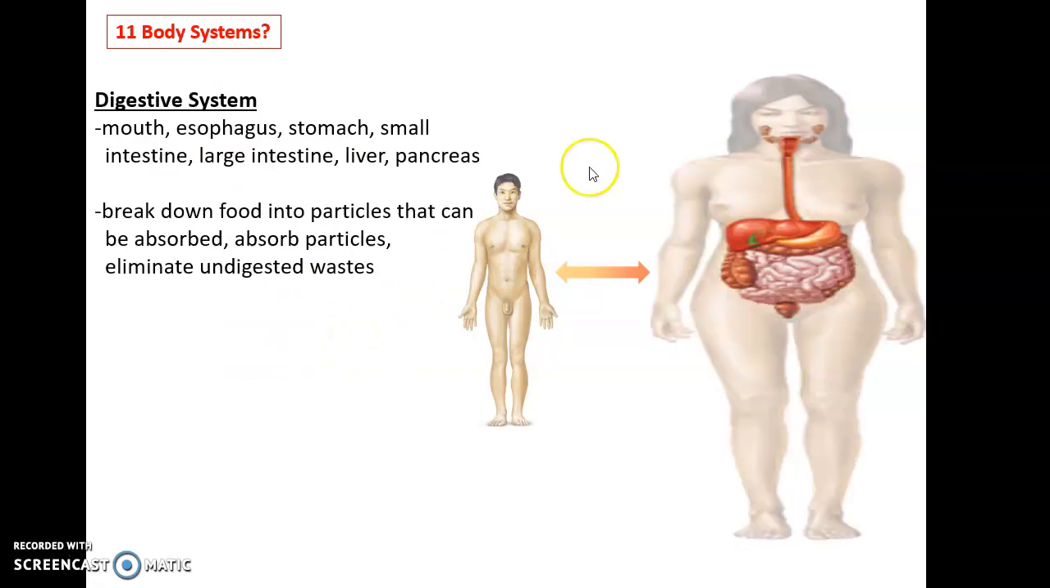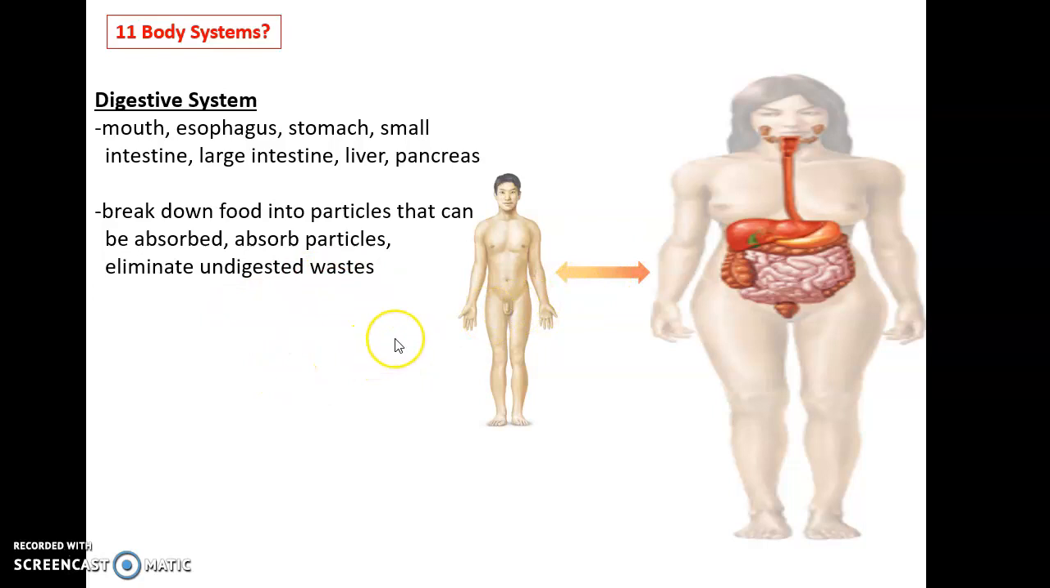The digestive system, as we know, includes the mouth, esophagus, stomach, intestines, liver, pancreas. It is involved in breaking food into small nutrients that can be absorbed, the actual absorbing of those particles into the bloodstream, and then eliminating the excess materials that could not be digested and absorbed.